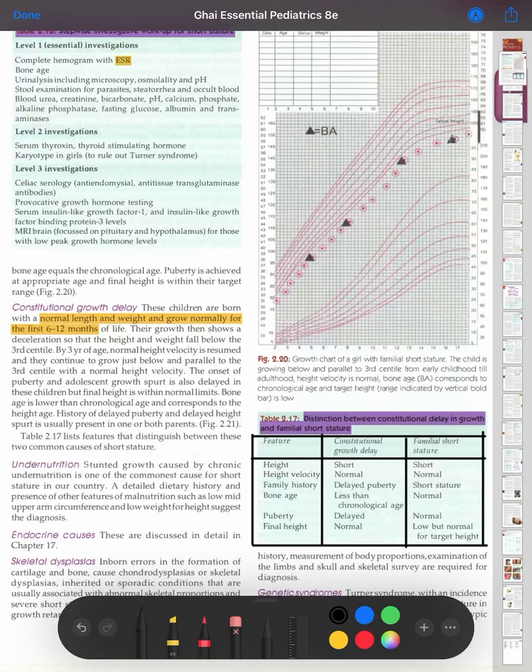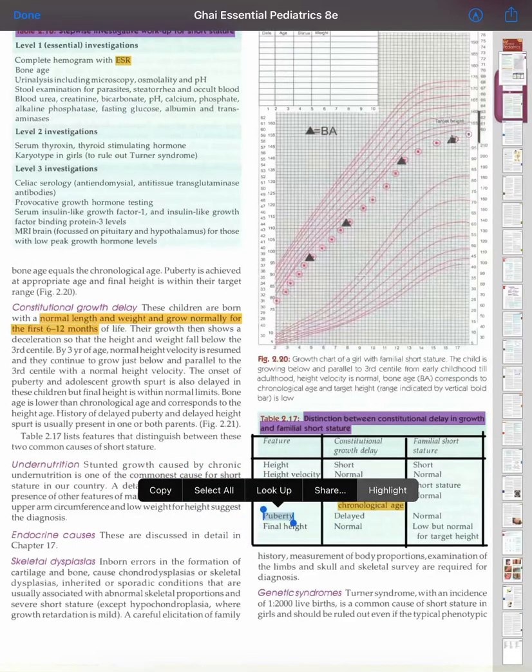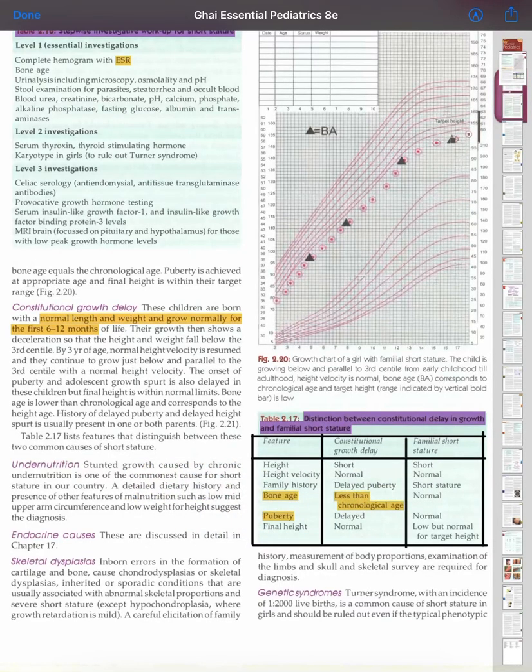This is the table. Feature: constitutional growth delay versus familial short stature. Height: short in both. Velocity: family history of delayed puberty in one, family history of short stature in the other; height velocity normal. Bone age less than chronological age in constitutional delay. Puberty: delayed in constitutional delay, normal in familial. Remember these. Final height: normal in constitutional delay; low but normal for target height in familial short stature.